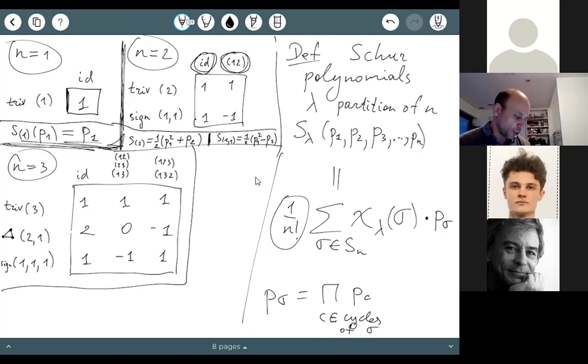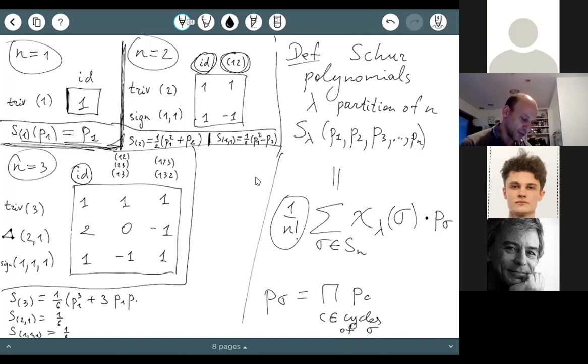For n equals 3, I have three Schur polynomials, S3, S21, and S111. So let's do S3. First of all, every time I start with 1/6. That will be everywhere. Okay, so I have the identity permutation, which has three cycles of length 1, P1 to the 3. Then I have three transpositions, which have one cycle of length 1 and one cycle of length 2. And finally, I have two 3-cycles, which have one cycle of length 3.